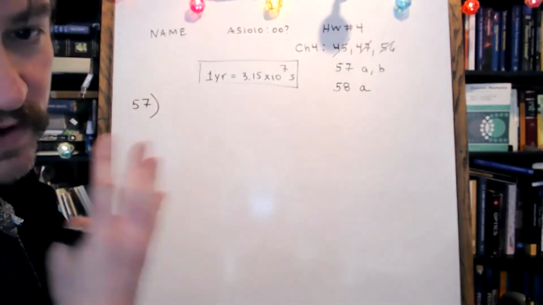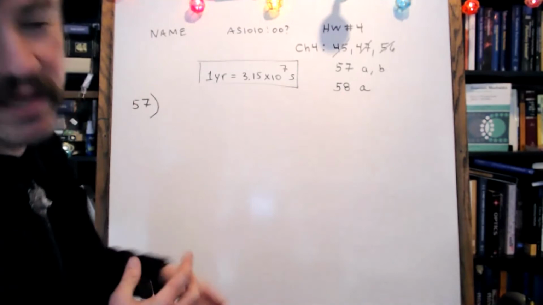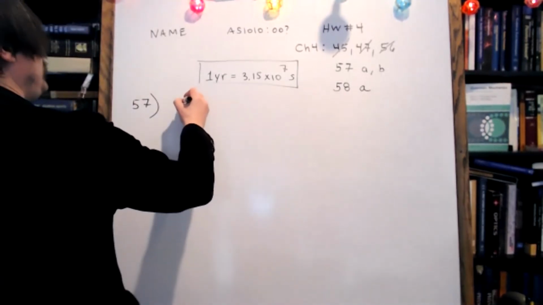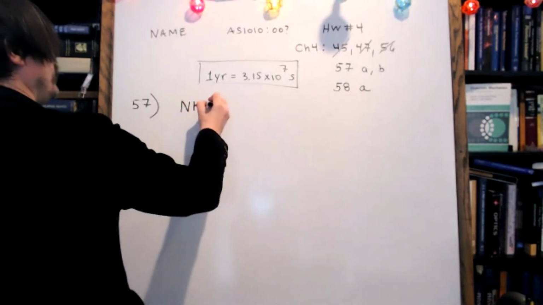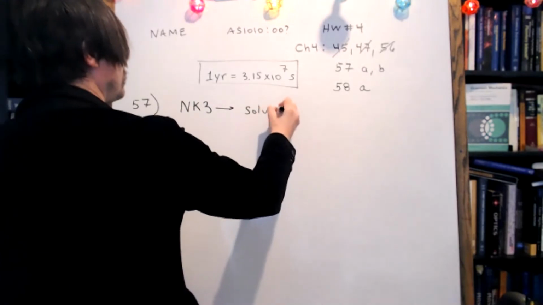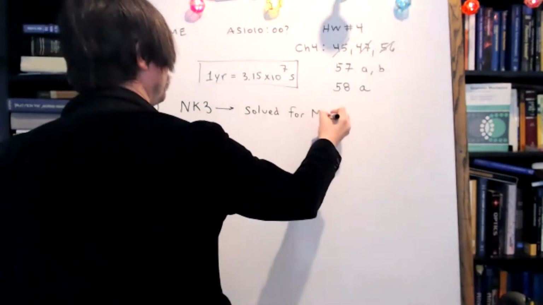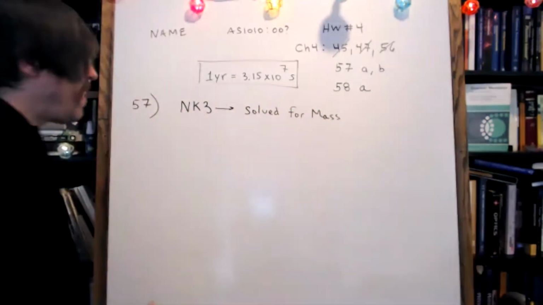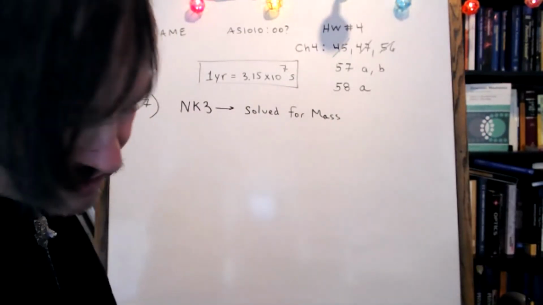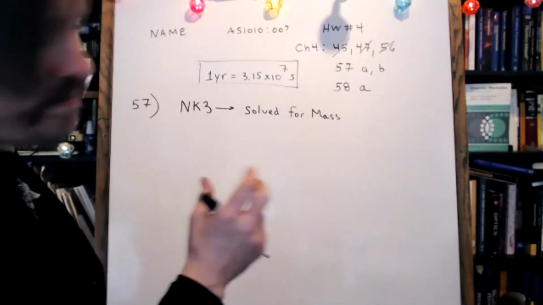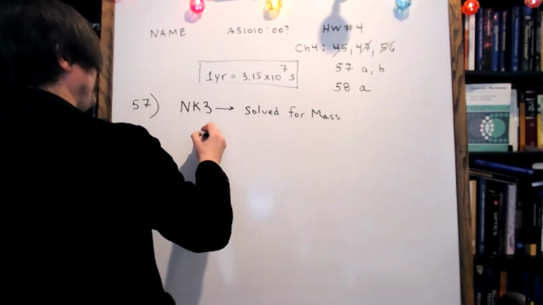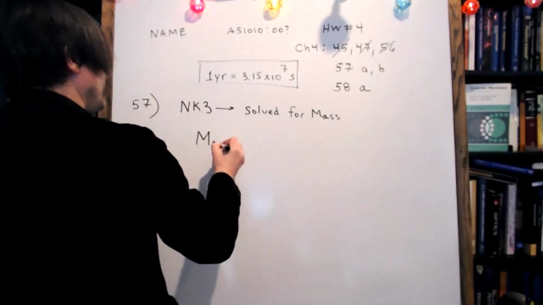57 is going to be a new variation of studying NK3. This problem is also another version of what we just did. But 57 involves using Newton's version of Kepler's third law solved for mass. Now, I'm going to skip the algebra exercise because no one's got the patience for it right now. But you can basically swap the total mass and the P squared to get a variation that looks like this.